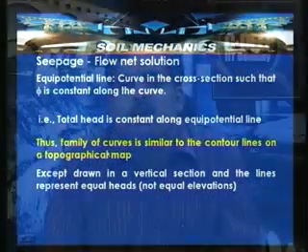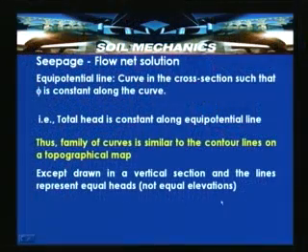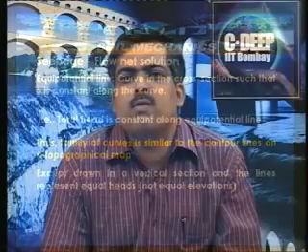So, if you compare these potential lines, these families of curves, they are analogous to contour lines in a topographical map, except that they are drawn in a vertical section and the lines represent equal heads, not equal elevations. In the case of contour lines, they represent equal elevations and are drawn in a plan, but in the case of potential lines, they are drawn in a cross section and represent equal heads.